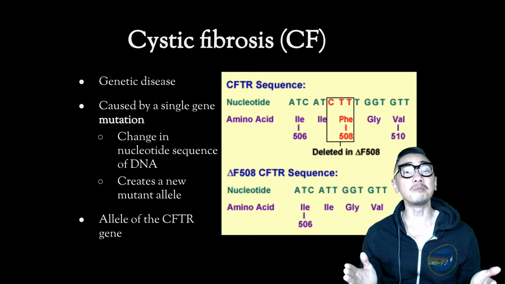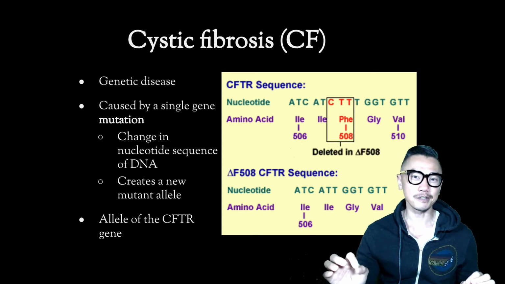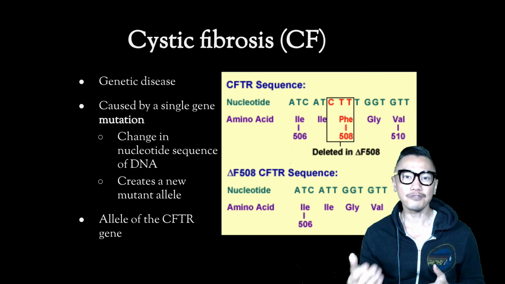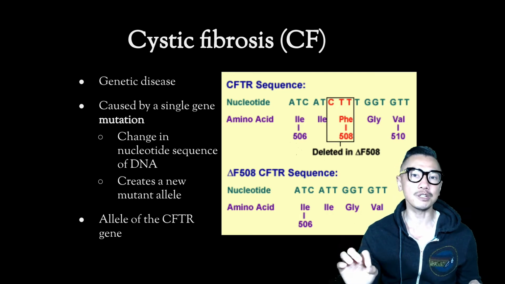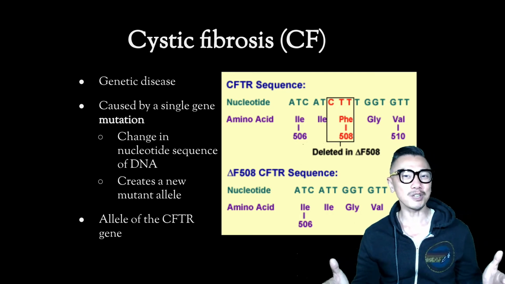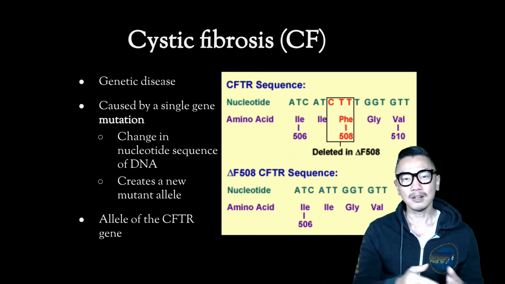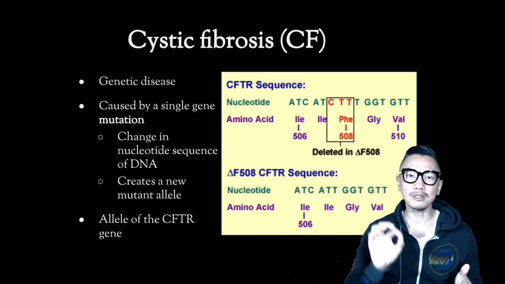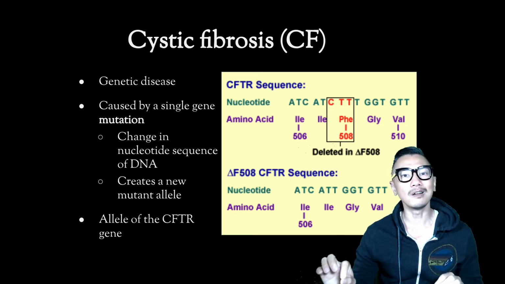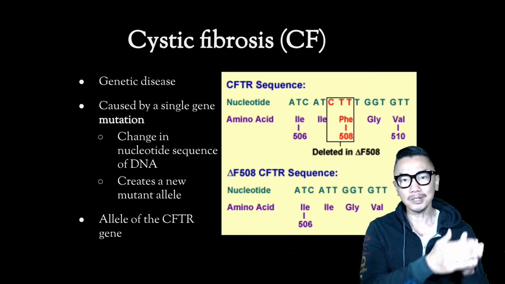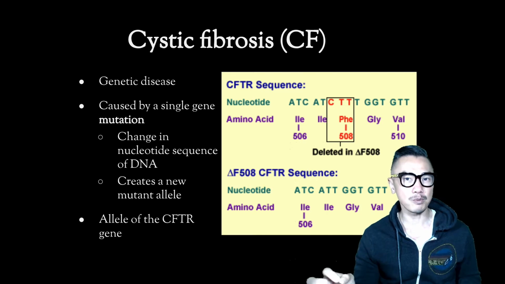Cystic fibrosis can be referred to as CF. Cystic fibrosis is a genetic disease. Once again, it's inherited from your parents. Cystic fibrosis is caused by a single gene mutation. Remember that a mutation is any change to the nucleotide sequence of DNA. When a gene is mutated, it creates a new version of the gene. Any version of a gene is called an allele. A mutant allele for the CFTR gene causes cystic fibrosis.